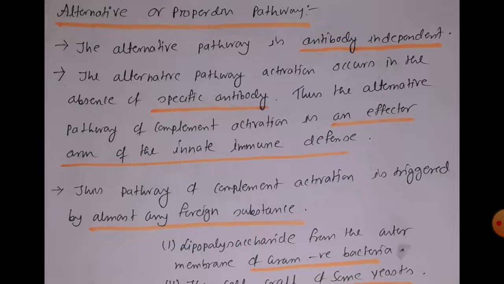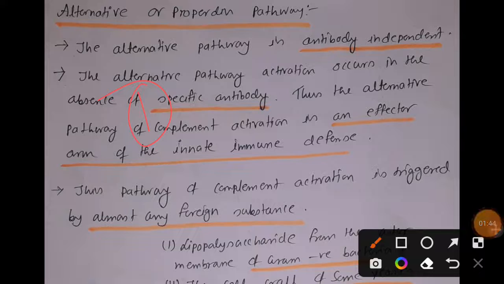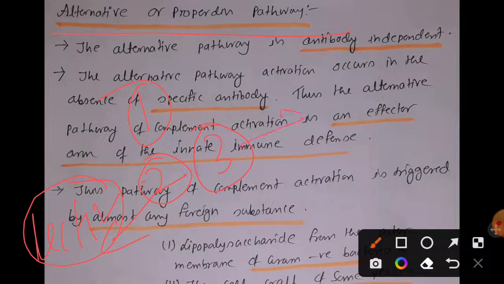The classical pathway is an example of humoral adaptive immune response, and both the lectin pathway and the alternative or Properdin pathway are examples of innate immune response. Please note this very carefully, it is very important for your MCQ exams. The lectin pathway is activated by lectin; any bacteria or antigen that has terminal mannose residues on its surface can be destroyed by the lectin pathway, and the alternative pathway can be activated by any kind of foreign substance.